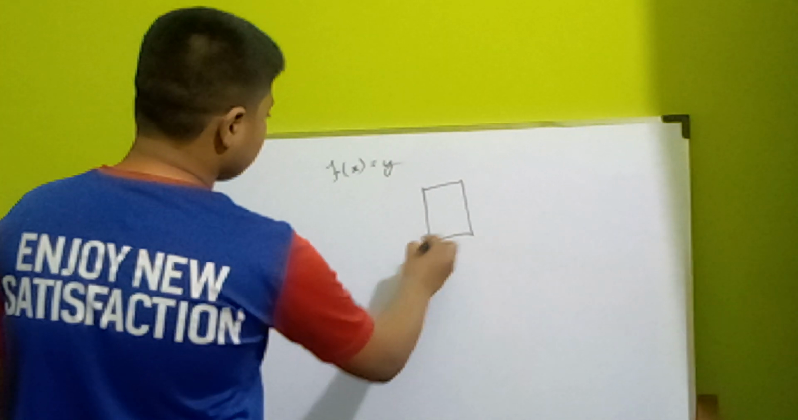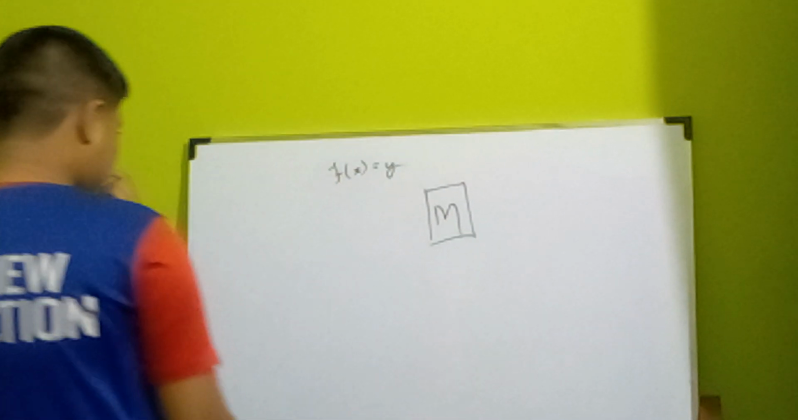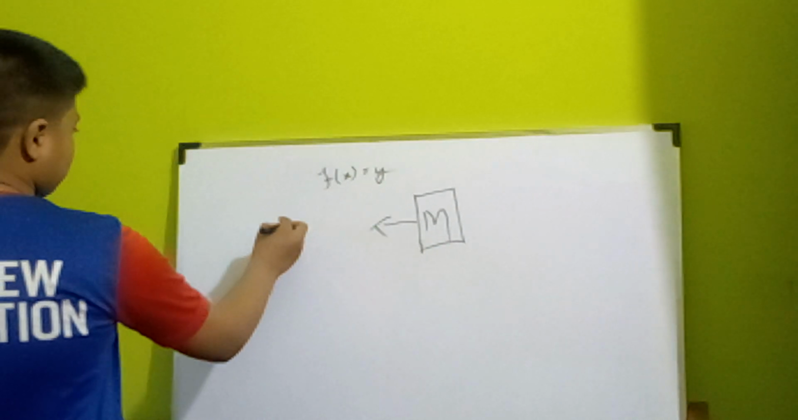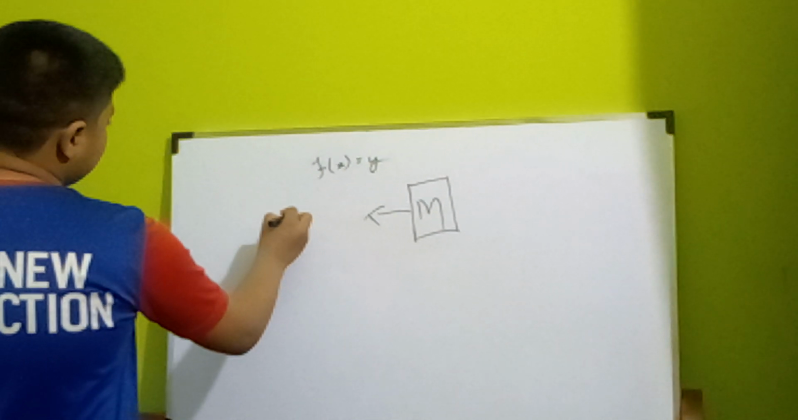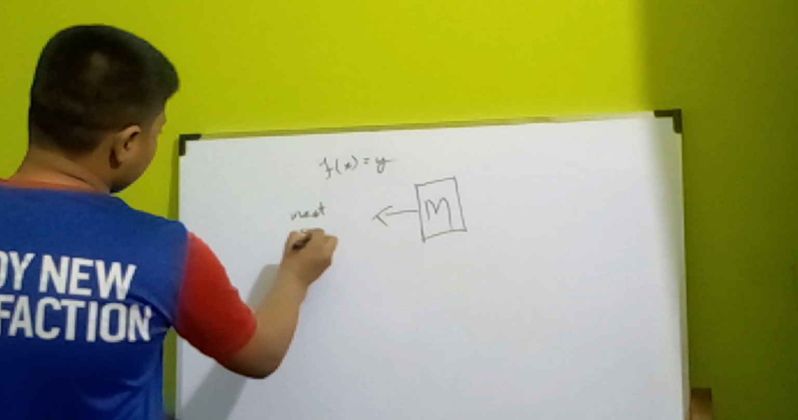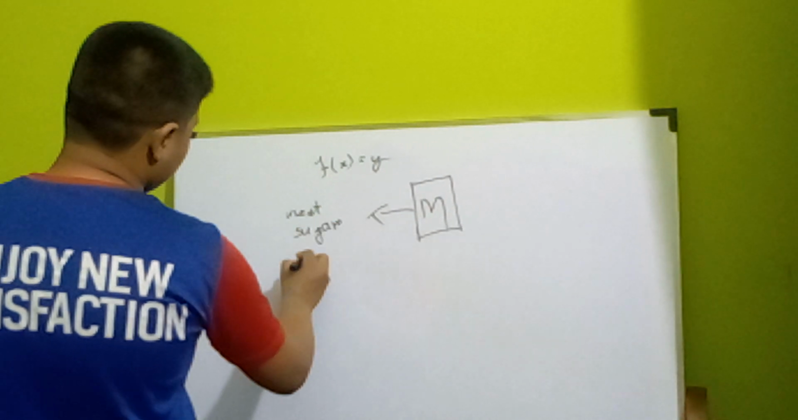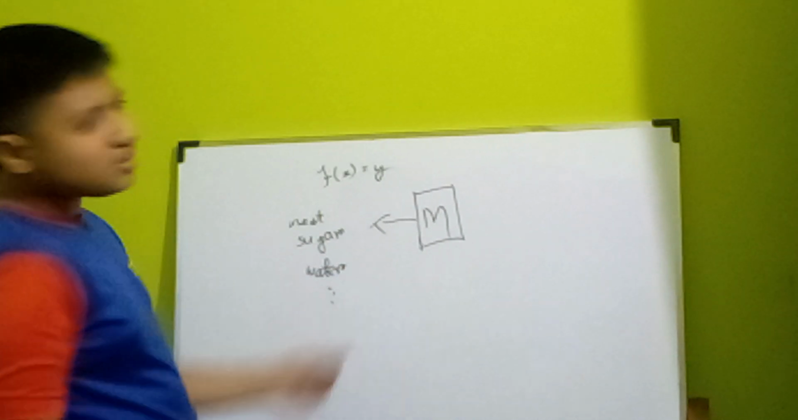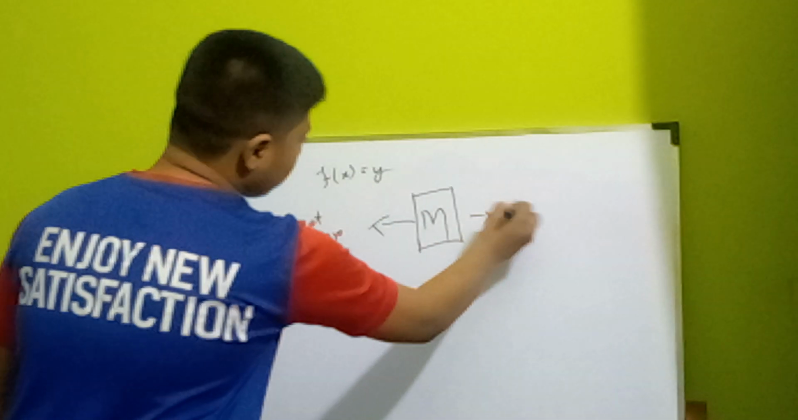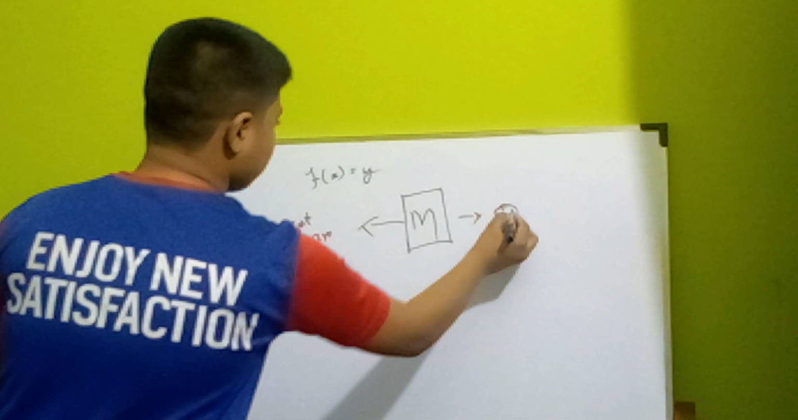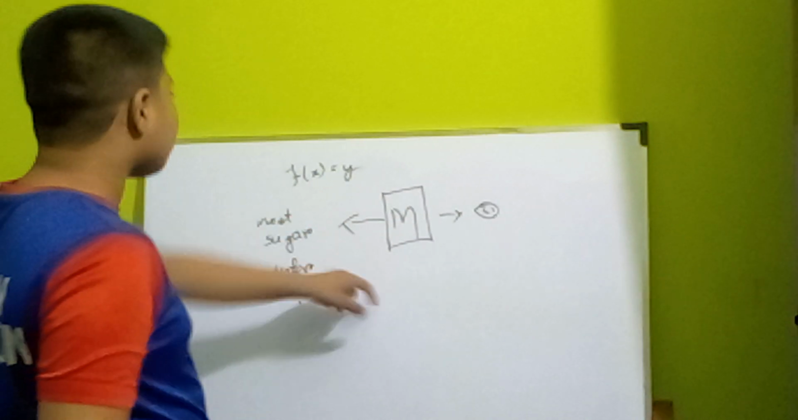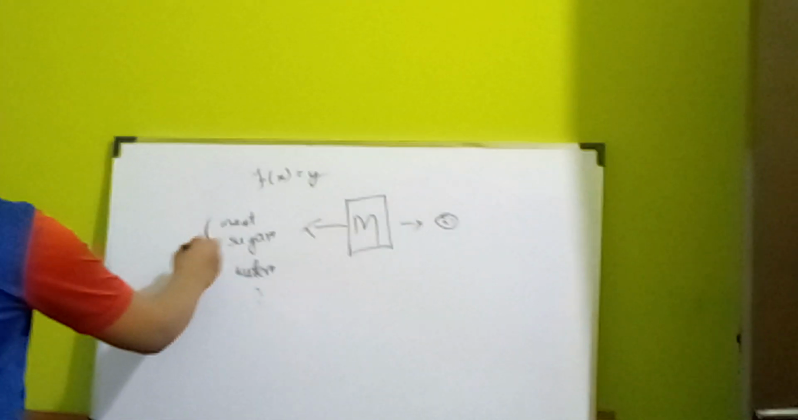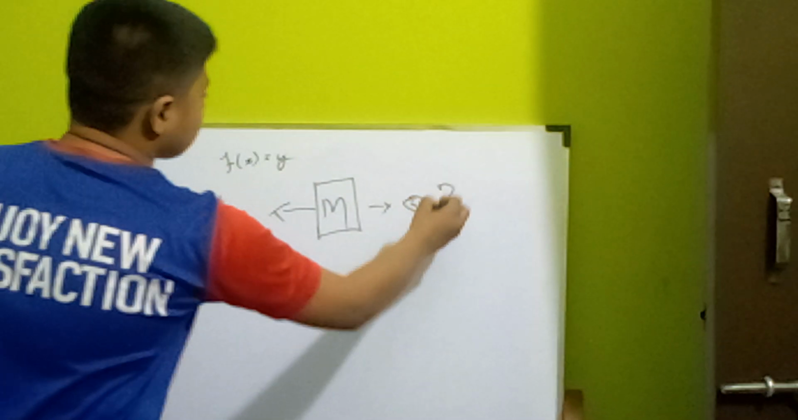Suppose you have a machine here, let's call it M, and in this machine you give inputs, let's say wheat, sugar, water, and a lot more. What this machine gives you as output is cookies. Nice looking cookies. This machine, in the context of mathematics, is called a function. We're simply going to call these the inputs, and this is just the output.